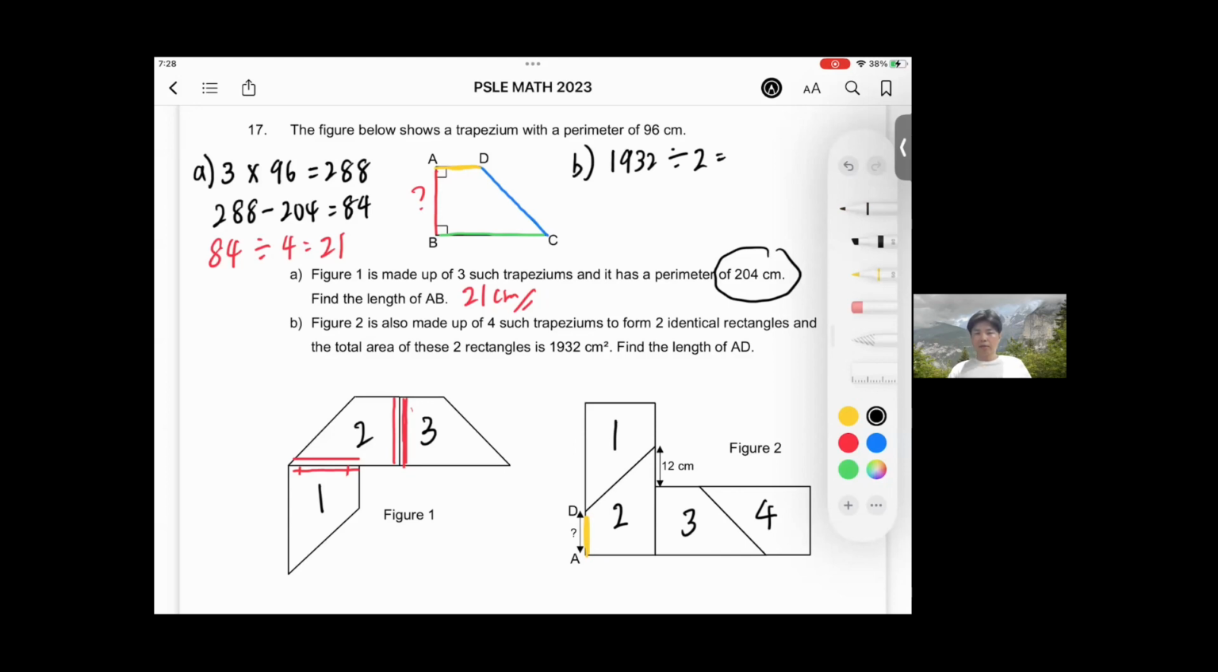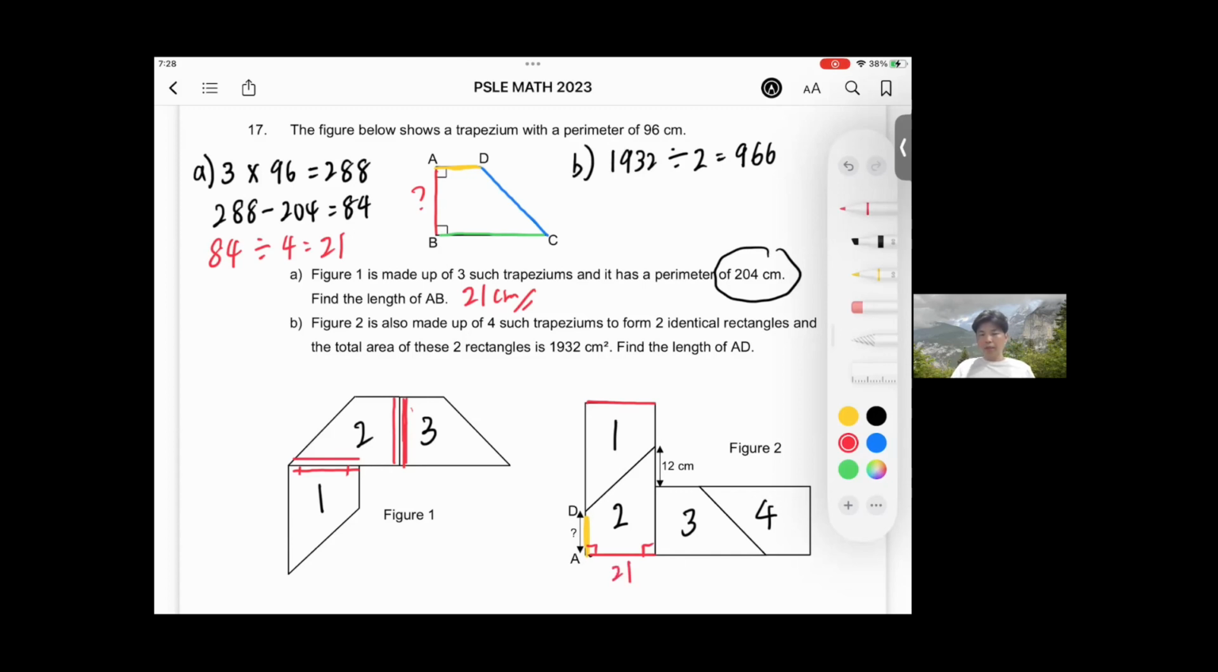So perhaps what we can do is to take 1,932 divide by 2 to find the area of a rectangle. If you do that, you will get 966. And using the answer from part A, we can find out the length of this rectangle. Because if you were to examine closely, this line here, the breadth of the rectangle, is actually the red line. Likewise for this line here. These are the two red lines because once again they are perpendicular to the parallel lines, as you can see there. So this red line, we found that it's 21 centimeters.